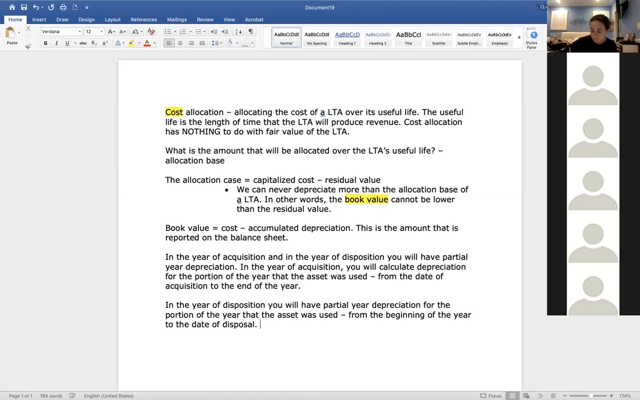So if I disposed of an asset on April 1st, how many months of depreciation would I take in the year of disposition? I sold it on April 1st. How many months of depreciation would I take?